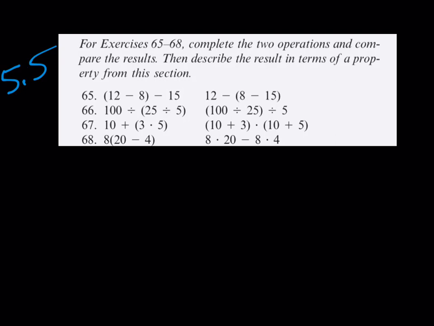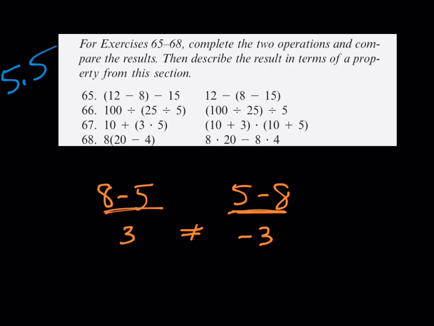So for example, if one of these problems had been something like 8 minus 5 and 5 minus 8, then you would simplify these to 3 and -3, and then since they're different, they're not equal, then describing this in terms of a property would be looking at what's going on in the original expression. So it looks like the 5 and 8 have switched places, the order's been changed. And what we want to say then is that there is not a commutative property for whatever this operation is.